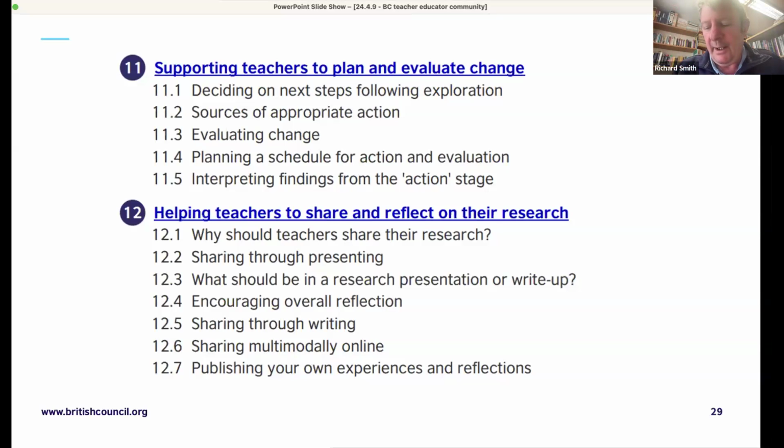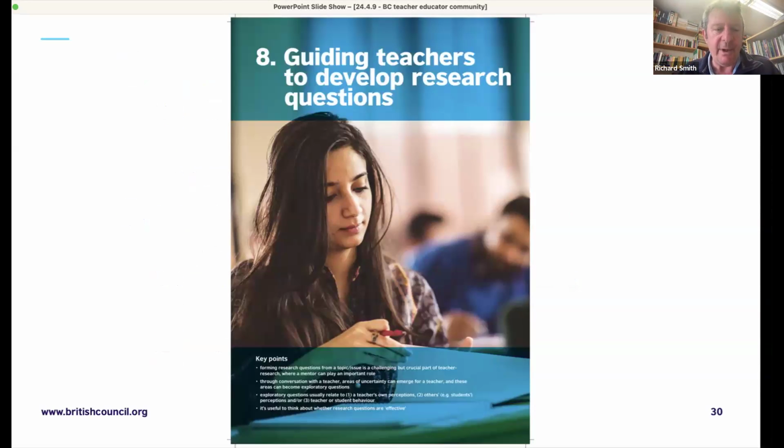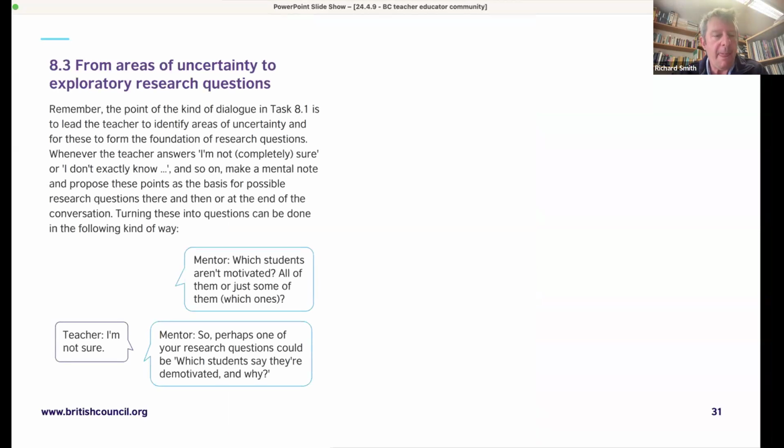Then we move into possible action research. So helping the teacher to identify the most important thing they learned from this process, so that they then plan some action that's very appropriate to the situation. And then finally, helping them to share their research, and it could be through posters. It doesn't have to be through writing, but there is some advice about writing as well. So I'm going to give you a kind of taster from this, and this is about guiding teachers to develop research questions from the book, just to show that you would have a dialogue.